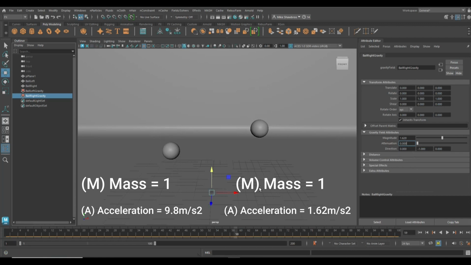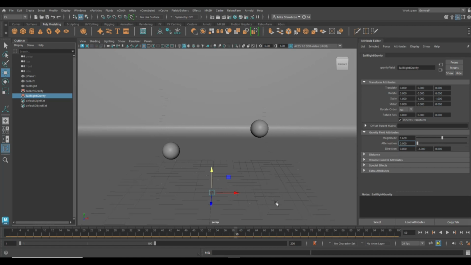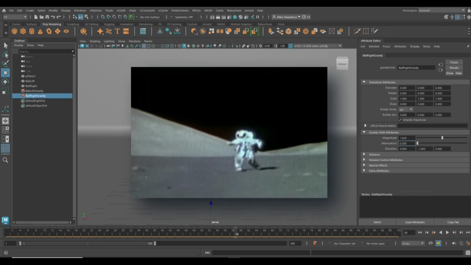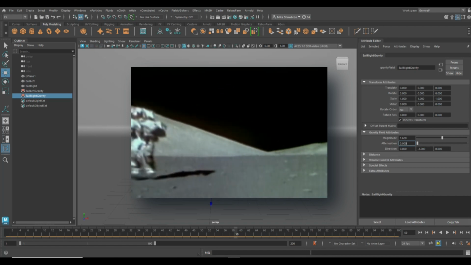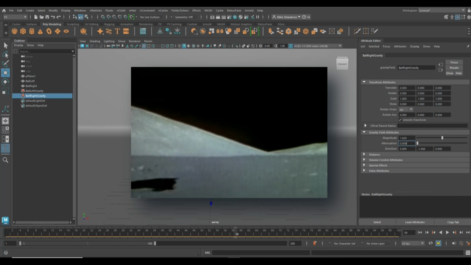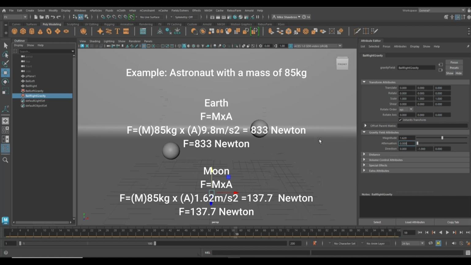So the mass is identical, the acceleration on planet Earth is much higher, therefore it falls faster, and on the moon it's much slower. If you've ever seen that footage of Neil Armstrong on the moon where he jumped up, it was kind of like he was somewhat floating. And that is related to the gravity. So his mass in kilograms didn't change, but his force compared to the surface he was walking on, related to the local gravity, changed.